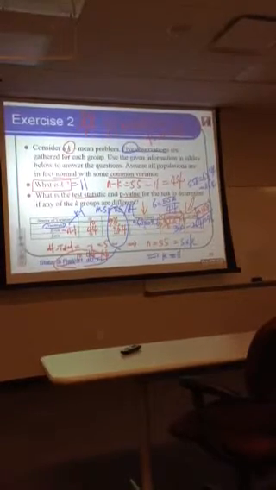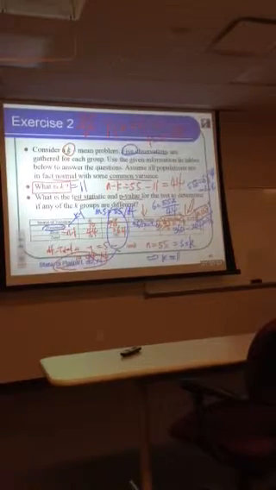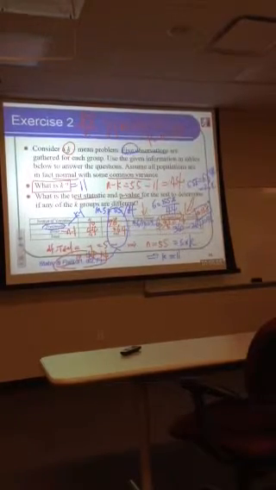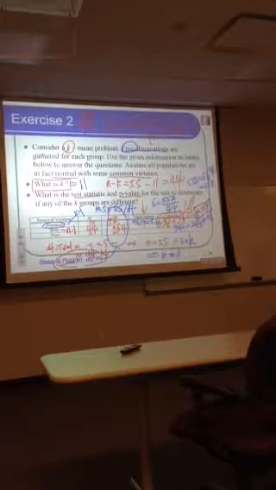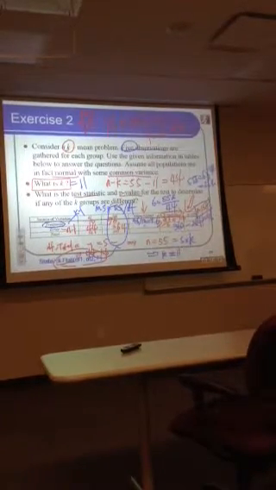Now, for your exam, because no software is allowed, I will either give you the Stata output or I will give you the p-value directly. Then you don't need to worry about calculating the p-value yourself.